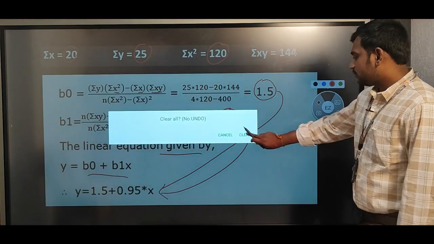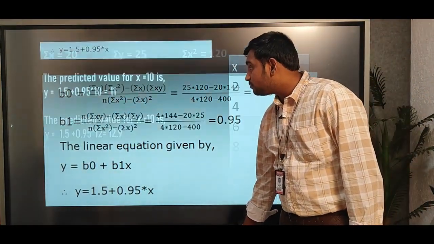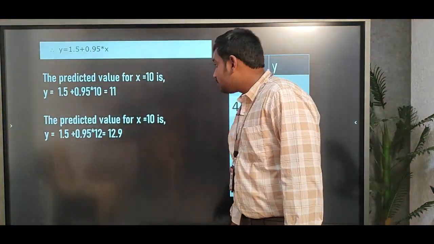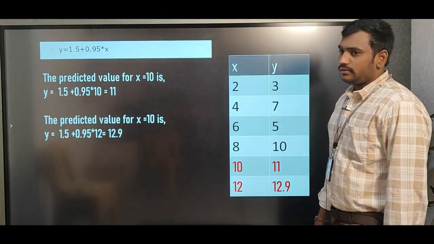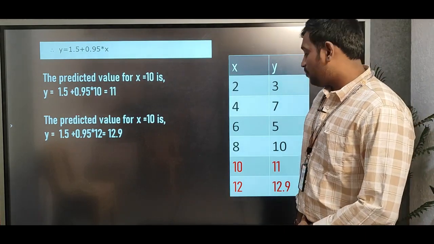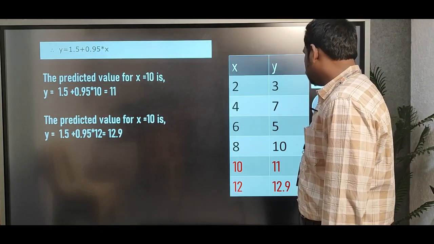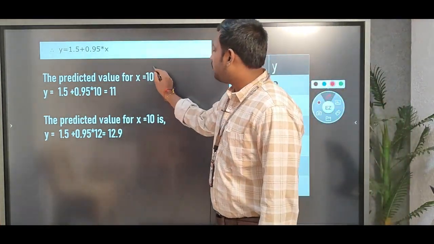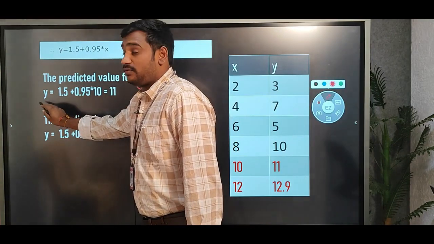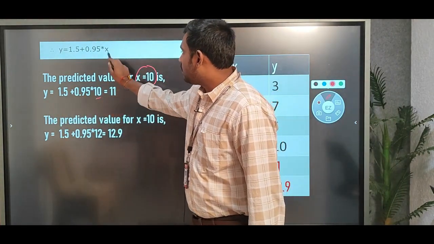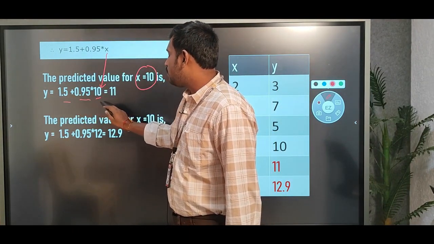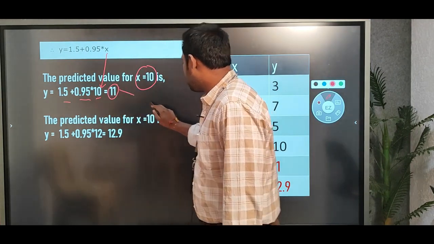Now I am copying the same formula: y is equal to 1.5 plus 0.95 into x. The second thing you have to calculate in this numerical example is to predict the value for x equal to 10. When x is equal to 10, you have to calculate the y value, which is dependent on x, as we already know. If you put x as 10 in the given equation, 1.5 plus 10 into 0.95, which is equal to 11. Place it here.